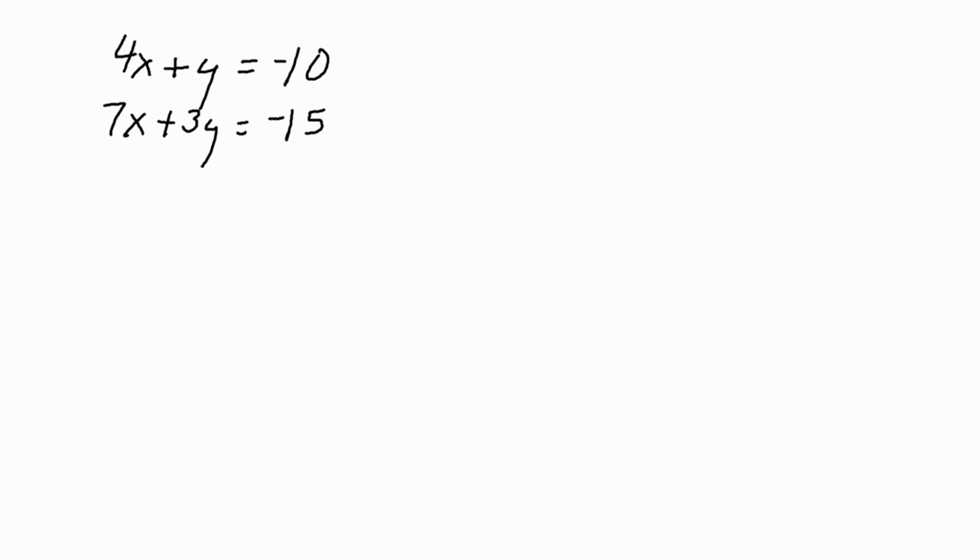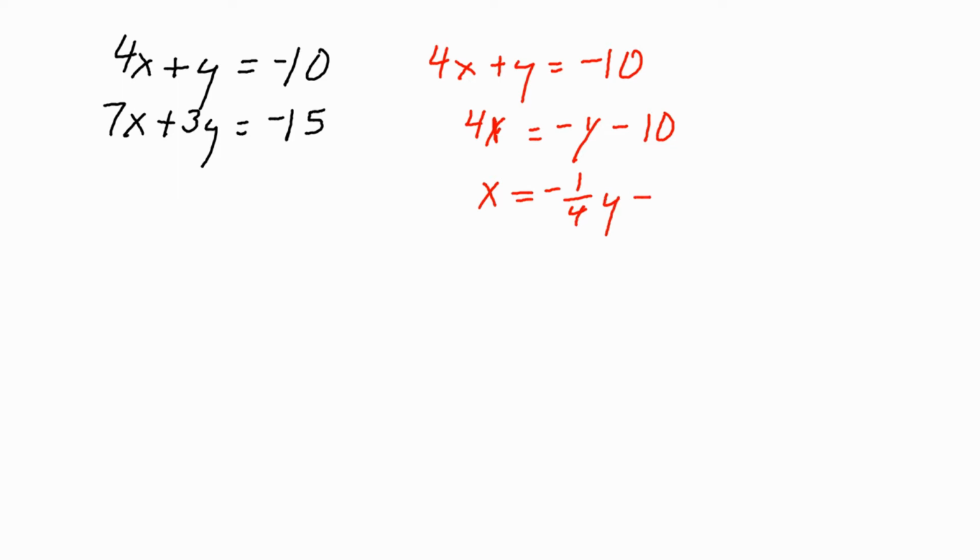If I were to take the first equation, 4x plus y equals negative 10, and solve it for x, I would subtract y from both sides. So 4x equals negative y minus 10. Then divide everything by 4. So x equals negative 1/4 y minus 10 over 4, which reduces to 5 over 2. Now, if you don't want to work with fractions, solving the first equation for x would be a bad idea.